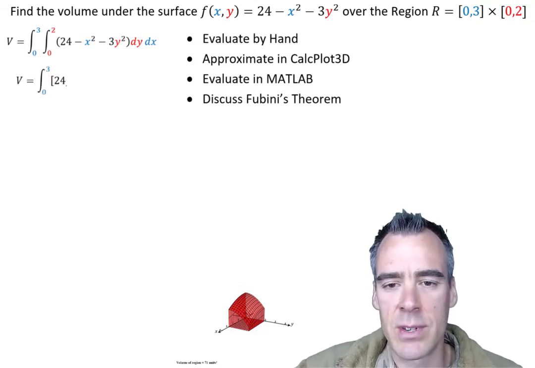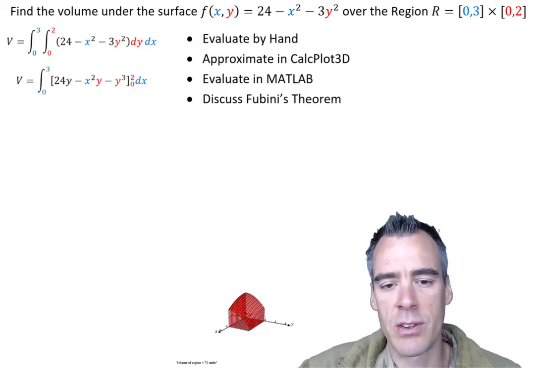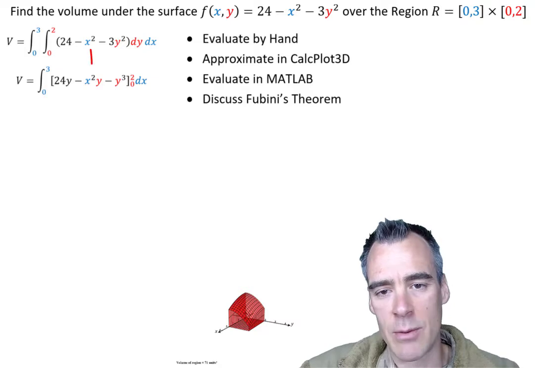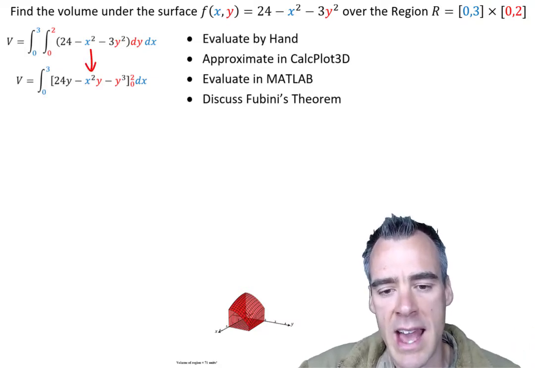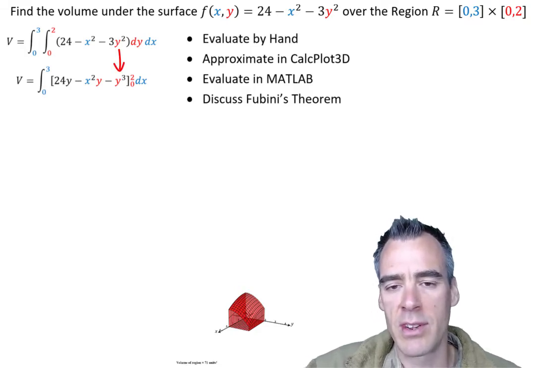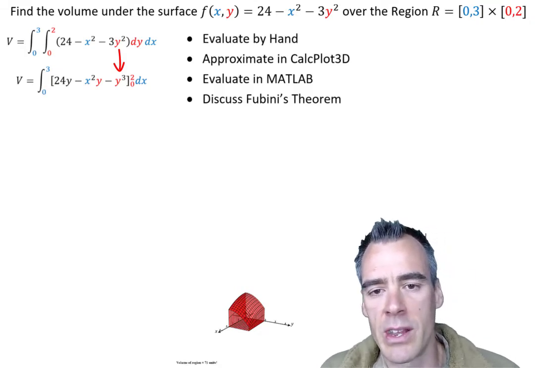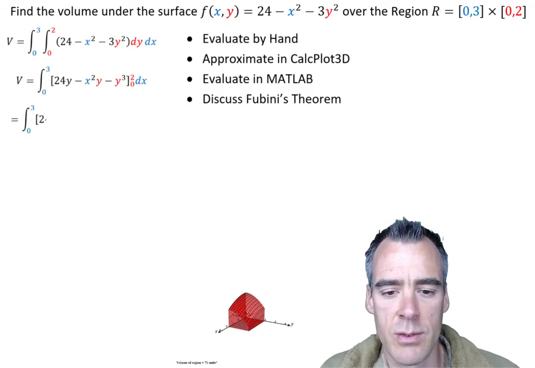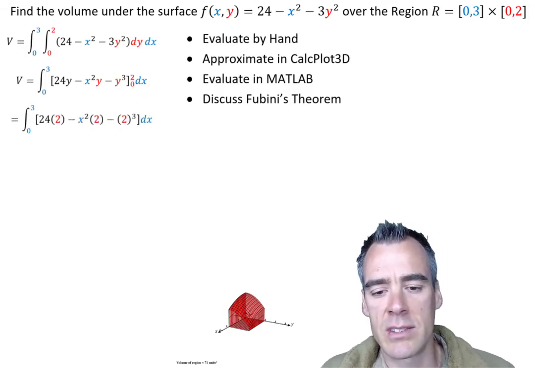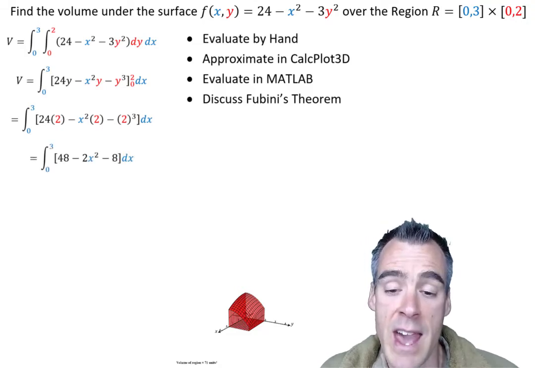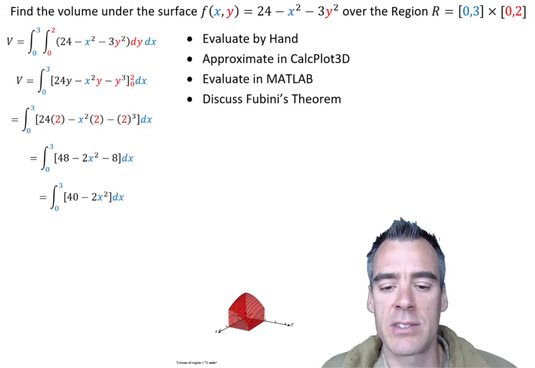So finding the antiderivative of these components of the function, that 24 is just a constant, so we're just going to throw the y onto it, and that negative x squared, again, we're just treating like a constant, so we're just going to throw a y onto that. And then using the inverse power rule, that negative 3y squared's antiderivative becomes negative y cubed. We're going to evaluate this at our limits 2 and 0. Of course, when we put 0 in there, that all goes to 0, so we just have to plug in that 2. So we've got 24 times 2 minus x squared times 2 minus 2 cubed. Performing those arithmetic operations, we're left with that inside integral becoming 40 minus 2x squared.